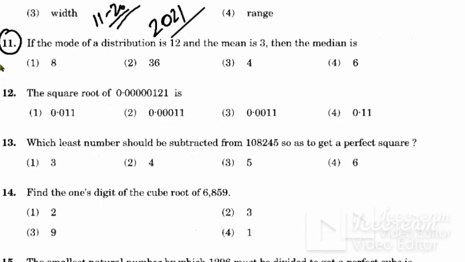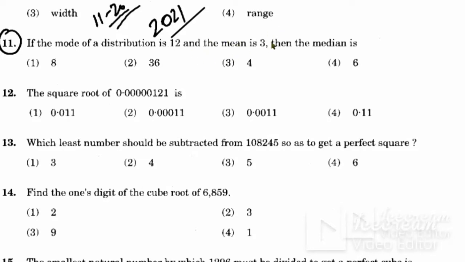Question number 11. If the mode of a distribution is 12 and the mean is 3, what is the median? Okay. The question is, if the mode of a distribution is 12 and the mean is 3, then what is the median?